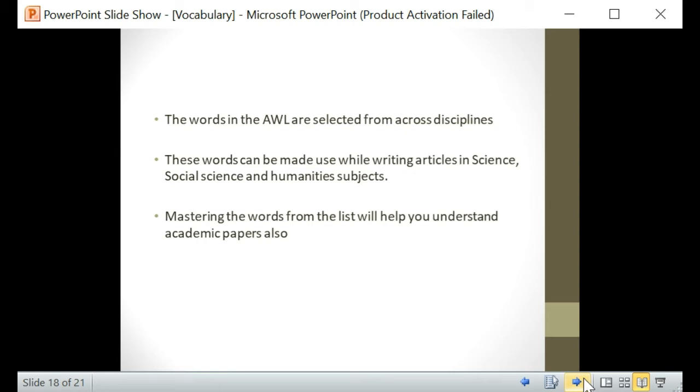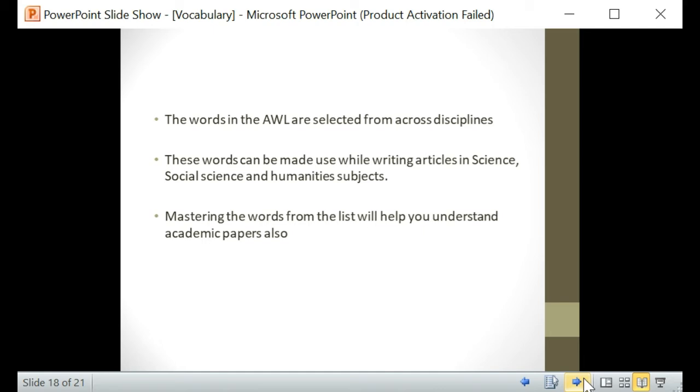It is very essential to familiarize yourself with this AWL. One, it will help you to write better academic writings. You can produce better academic works. On the other hand, it will also help you to understand academic papers.